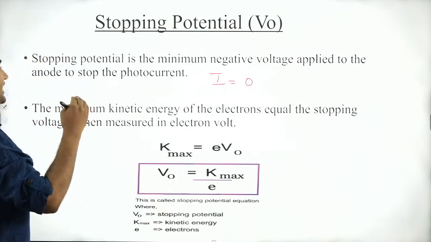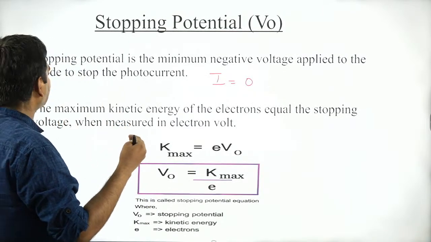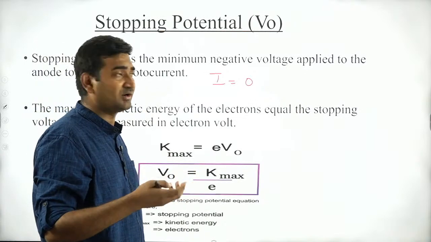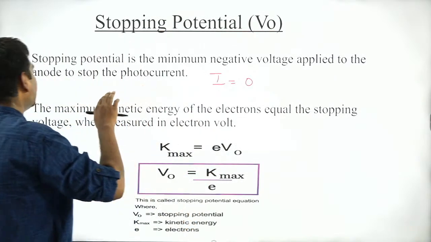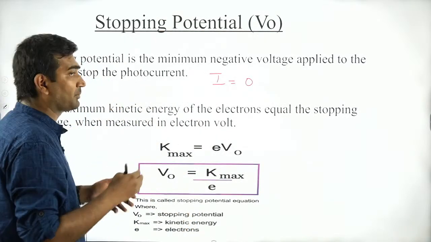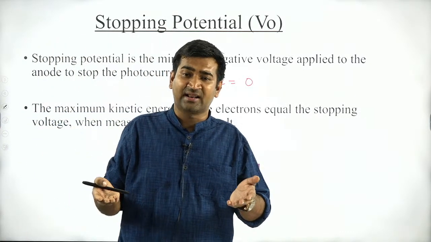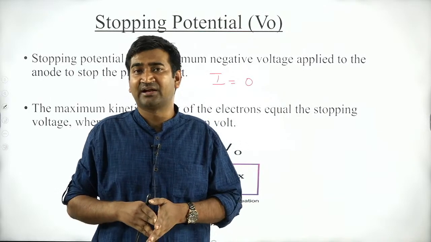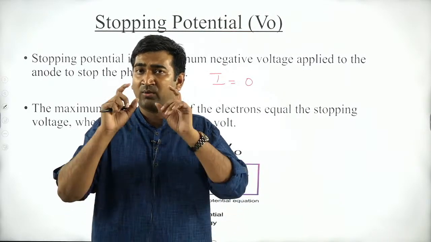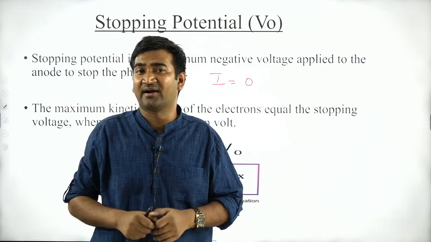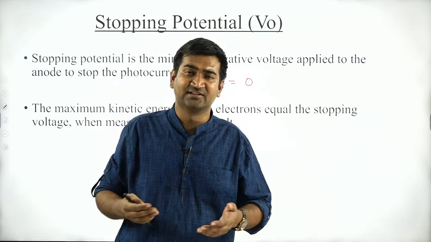So you should remember the concept here. It is the minimum negative potential or negative voltage which is supplied to the anode to stop the photocurrent, because when you supply the voltage to the anode, the direction will be opposite to the direction of photocurrent. So obviously it will try to minimize it, and at one point that current will totally get cancelled. That voltage will be called the stopping potential, Vs or V naught.